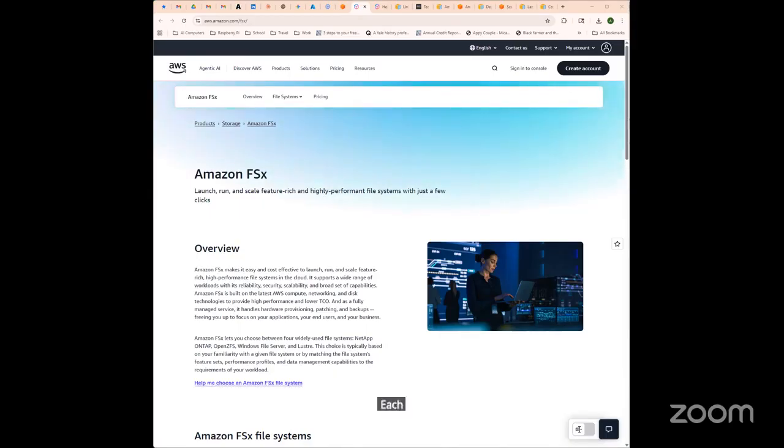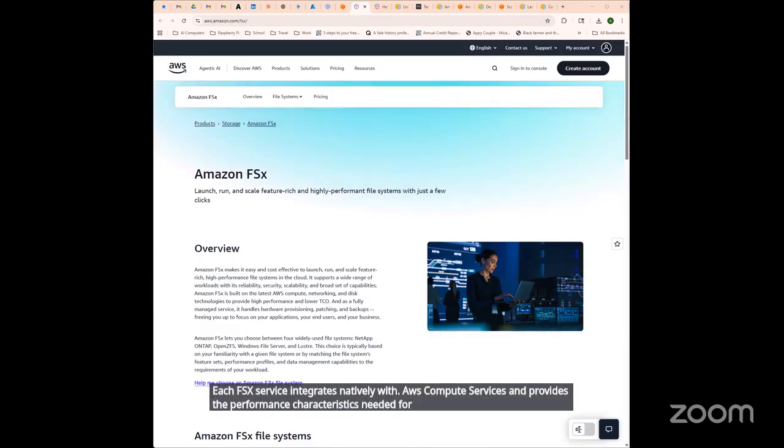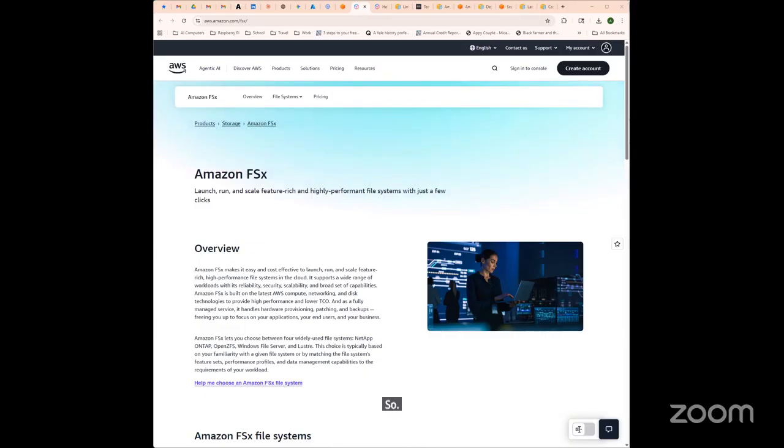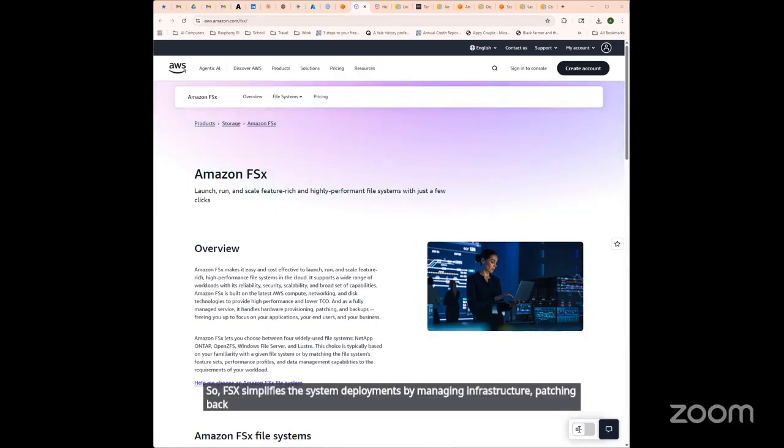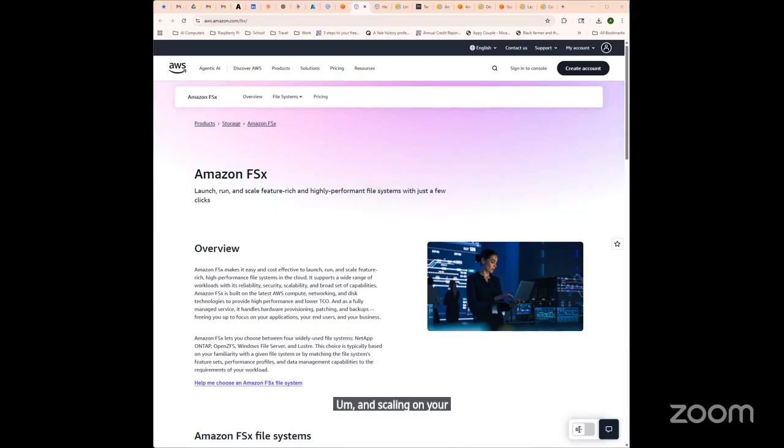Each FSx service integrates natively with AWS compute services and provides the performance characteristics needed for different stages of the machine learning lifecycle. So FSx simplifies the system deployments by managing infrastructure, patching, backups, and scaling on your behalf, right? So FSx has four primary file system types.